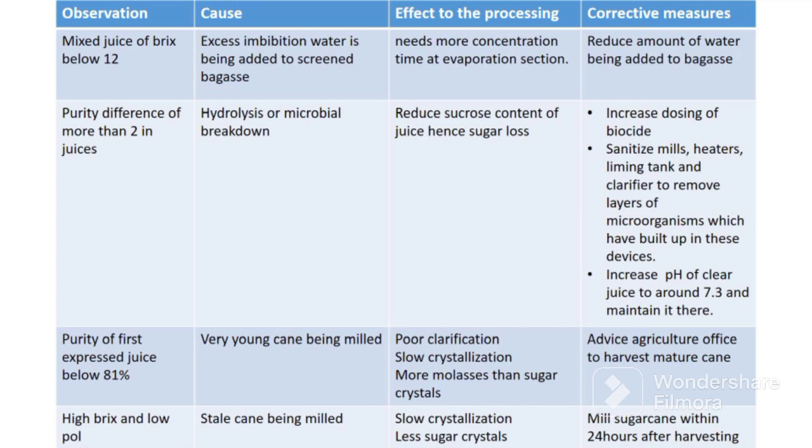The first observation is when you get mixed juice of Brix below 12, yet the cane being milled is mature. That means the first expressed juice has Brix of above 18, but the Brix of mixed juice is below 12. The cause of that is excess imbibition water being added to screened bagasse. I told you imbibition water is normally added at mill 2 and mill 3 to remove the sucrose remaining in the bagasse. So if this water is excess, above 30% of cane milled, you'll find that the Brix of mixed juice will be below 12.